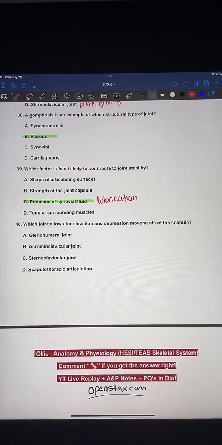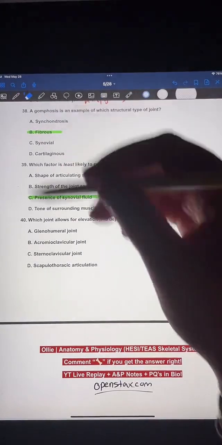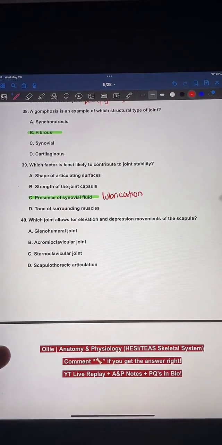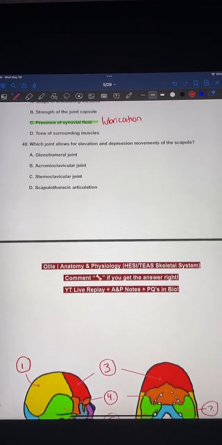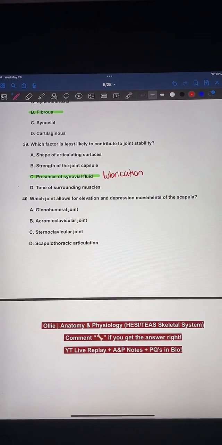Last question here, and then we'll do some labeling. I use this myself. Question 40, which joint type allows for elevation and depression movements of the scapula? And I have some labeling down here that we can do real quick together. Last question here, the last multiple choice question. Which joint allows for elevation and depression movements of the scapula?